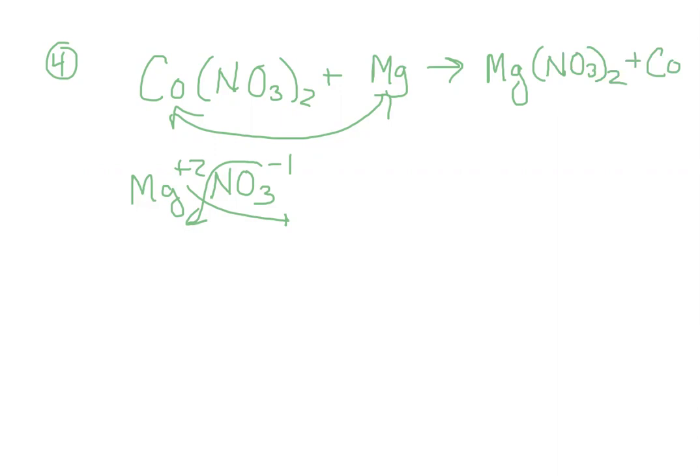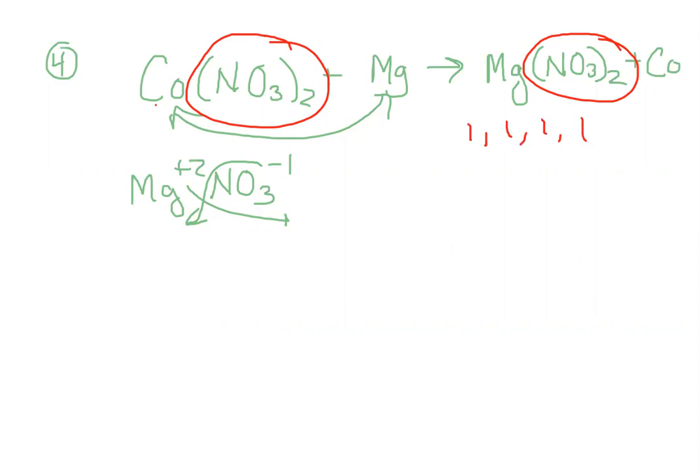Now we got to balance. Okay, 1 cobalt, 1 cobalt. Look at this: this whole thing is nitrate, and this whole thing is nitrate, and there's 2 of them. So you wouldn't even have to think of each one separately if you didn't want to, because they're already balanced, and magnesium is already balanced. So it's already balanced with coefficients of 1, 1, 1, 1.